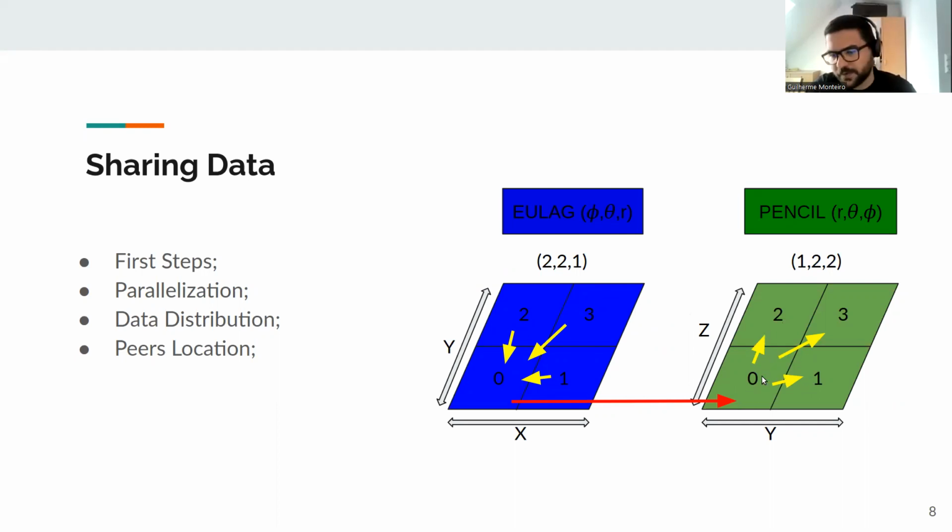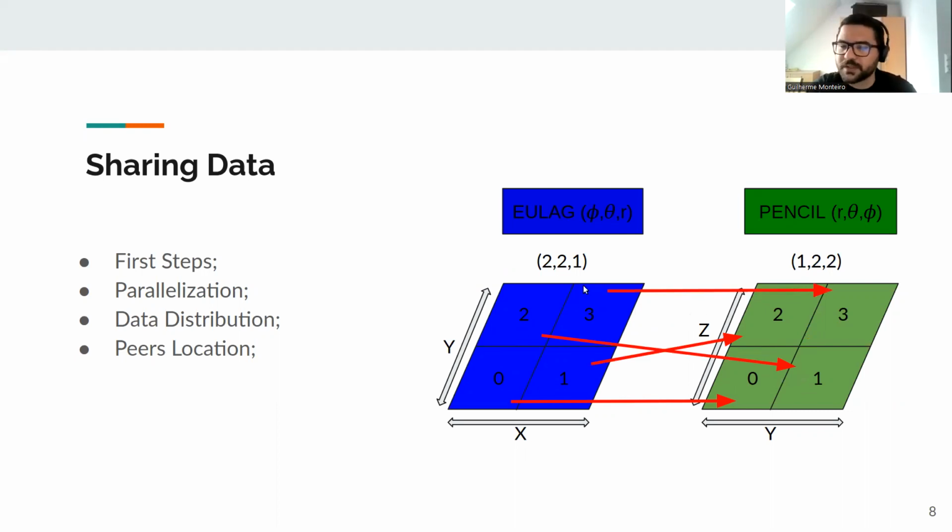This is by far the easiest way to do it, and also the slowest one. So what we did, using the local communicators and this peer determination, we could address that the data from processor 2 of OILAG needs to go to processor 1 of Pencil, and so on and so forth. And this way we can quickly distribute the data all together.